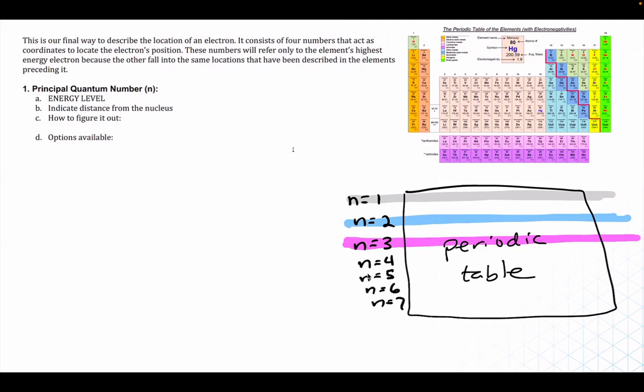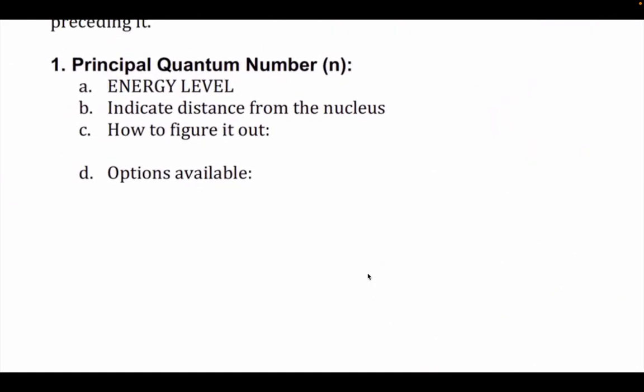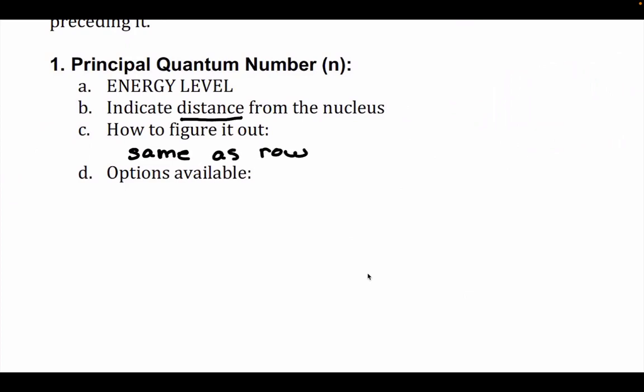So that's one thing. Basically, this principal quantum number n tells us the energy level, and it indicates the distance from the nucleus. So how do I figure it out? It's the same as the row or period on the periodic table.